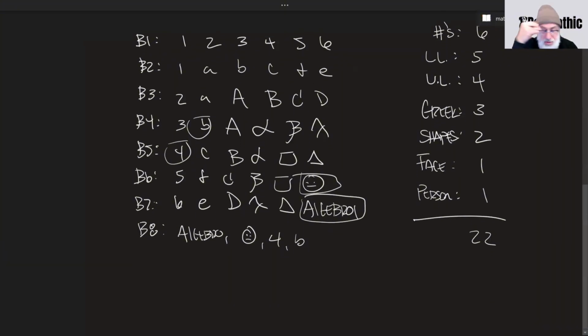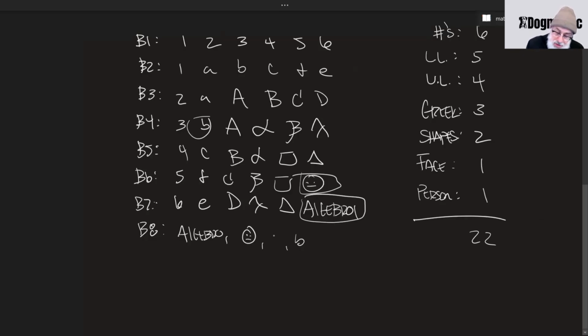So now I want to make sure that we cannot duplicate. So let's see, if I have algebra, smiley face, 4 and B, we can't use any lowercase. We cannot use any other numbers. We cannot use shapes. Well, if I switch from 4 to 2, does that help? Let's see. I think it does.